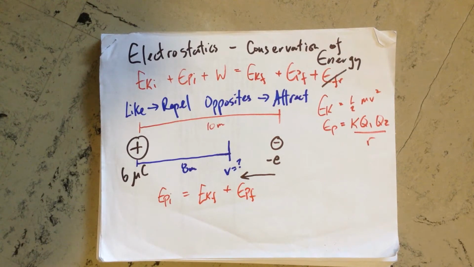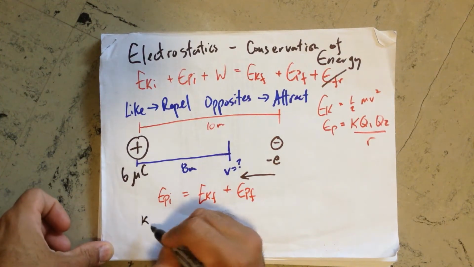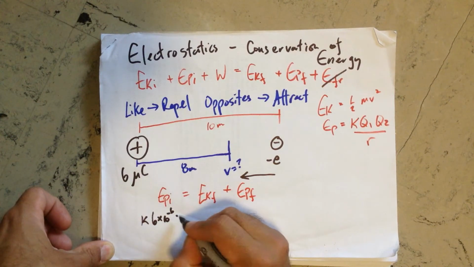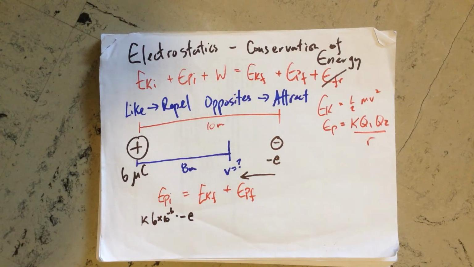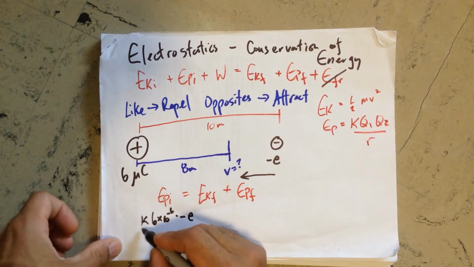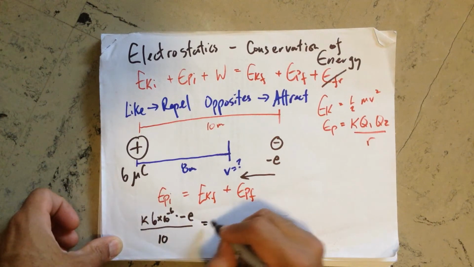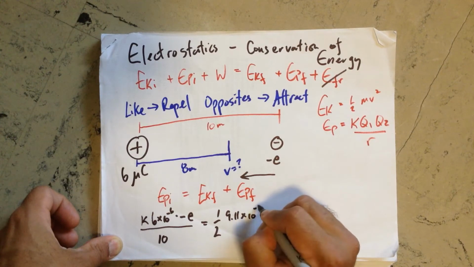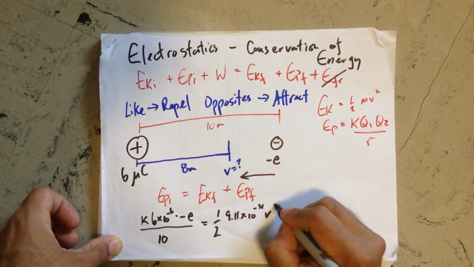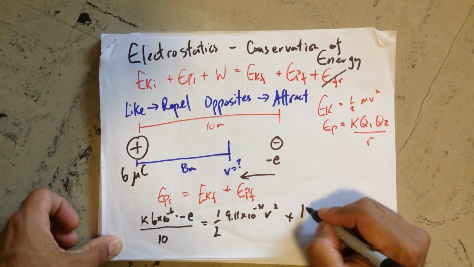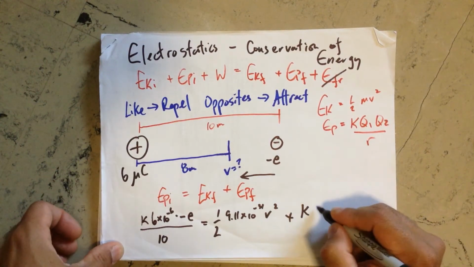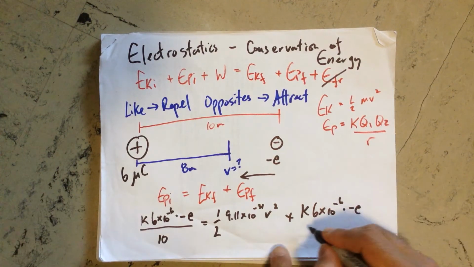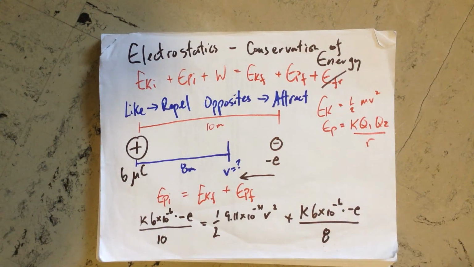So to set this up then, potential initial is K times 6 microcoulombs times negative elementary charge, we keep the negative sign in for our electron, all over 10 meters, equals 1/2 times the mass of an electron times v squared, plus our final potential, K times 6 microcoulombs times negative elementary charge, all over a final value of 8 meters.